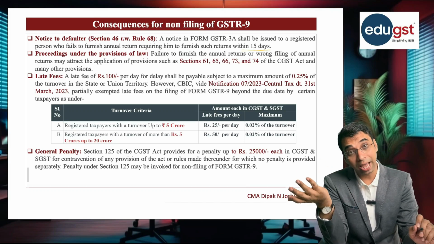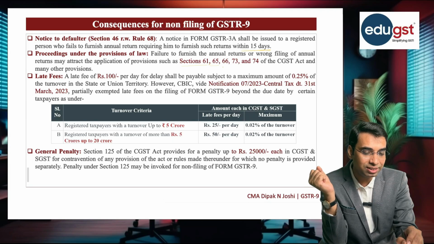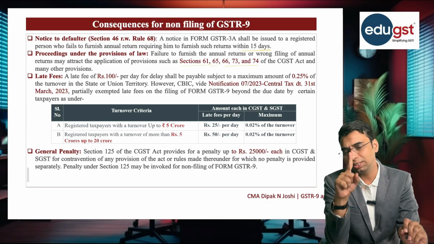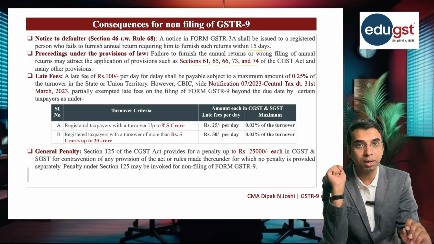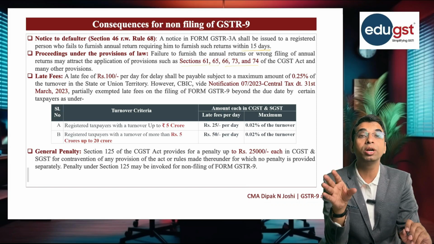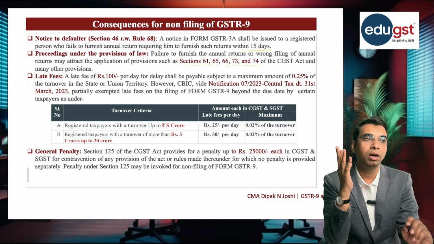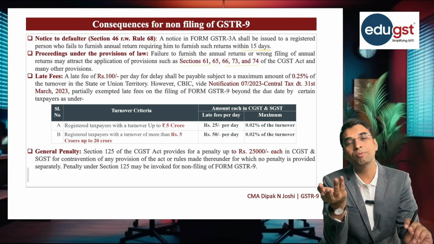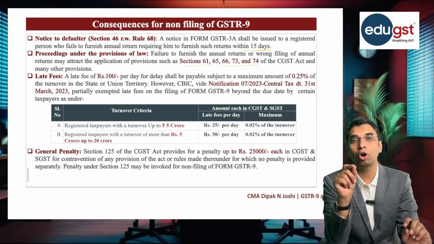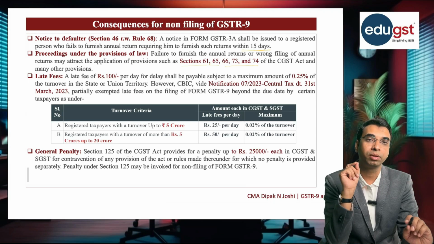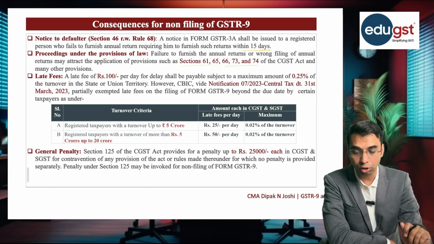Second, the department can initiate proceedings under section 61, section 65, section 66, 73 and 74. Section 61 is scrutiny of return. Section 65 is audit by the department. Section 66 is special audit. Section 73 is demand in case of non-fraud cases. Section 74 is applicable when demand is on account of fraud, suppression of fact or misstatement. So the department can initiate proceedings under these sections. That will be the second consequence.